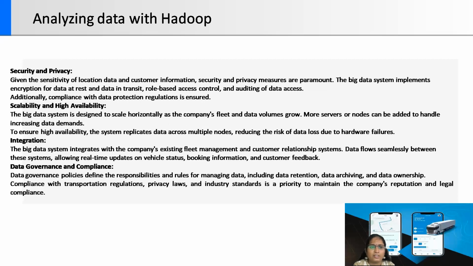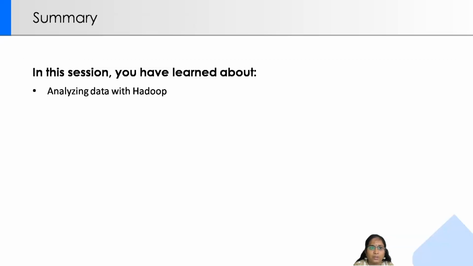Additionally, we can consider other parameters like security and privacy, scalability, integrations, and data governance and compliance. These are the additional tools and processes we can use. So in this session, you have learned how to analyze data, mainly with this transportation data, with the help of Hadoop.